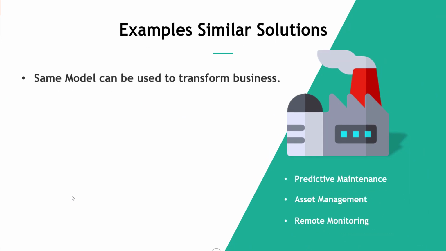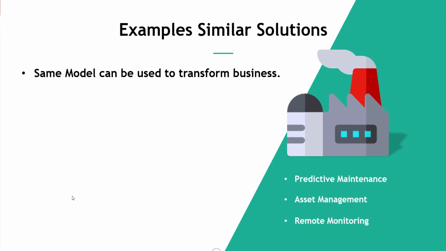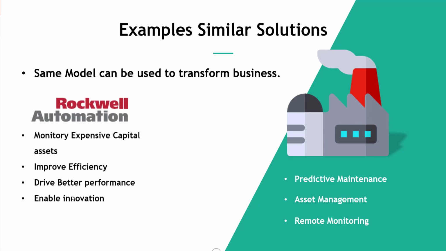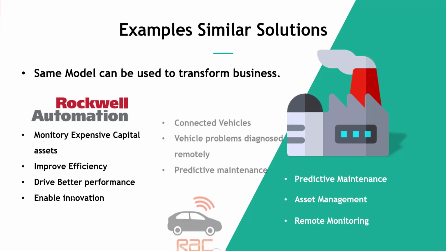So there are similar examples. This same model can be used to transform businesses. We have predictive maintenance, asset management, remote monitoring, and so on. Rockwell Automation is an example, monitoring expensive capital assets. From refineries to pumping stations, all have predictive maintenance and remote monitoring happening for all of the assets. That has improved efficiency, driven better performance, and enabled innovation.